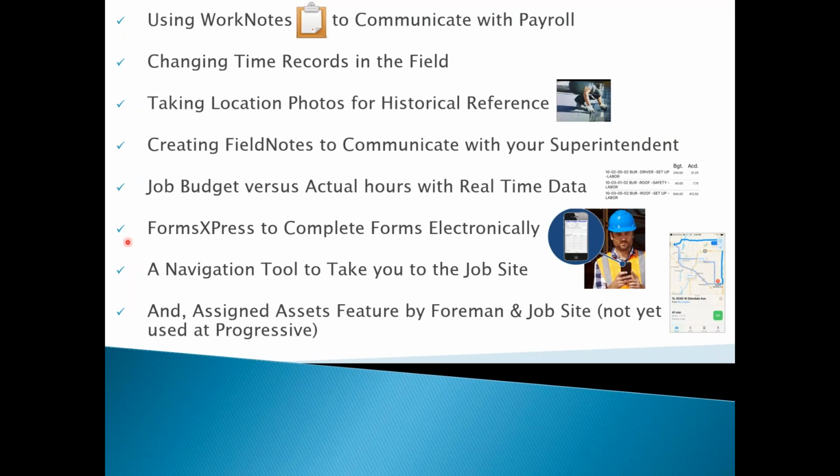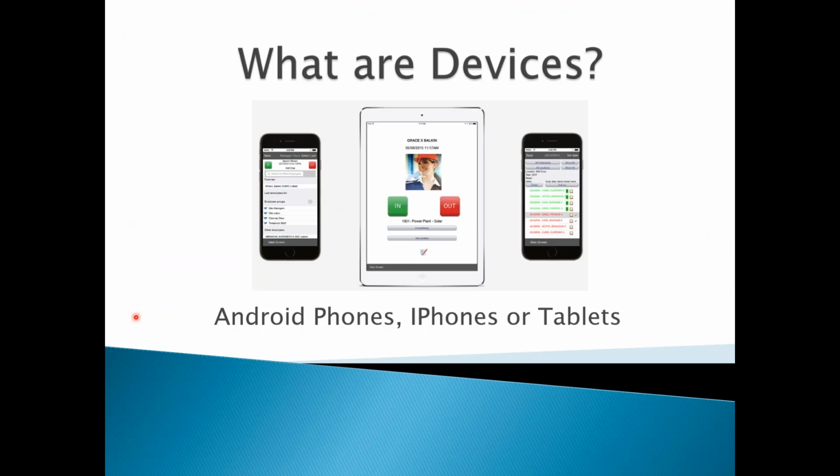You'll be using Forms Express to complete all required forms like daily safety forms, daily timeouts, weekly toolbox talks, equipment safety forms, or injury forms, to name a few. Then, About Time will navigate your drive to the job site by a simple push of a button inside of the About Time app. And finally, there is Assigned Assets feature. What are devices? In this training, refer to devices as Android phones, iPhones, or tablets.